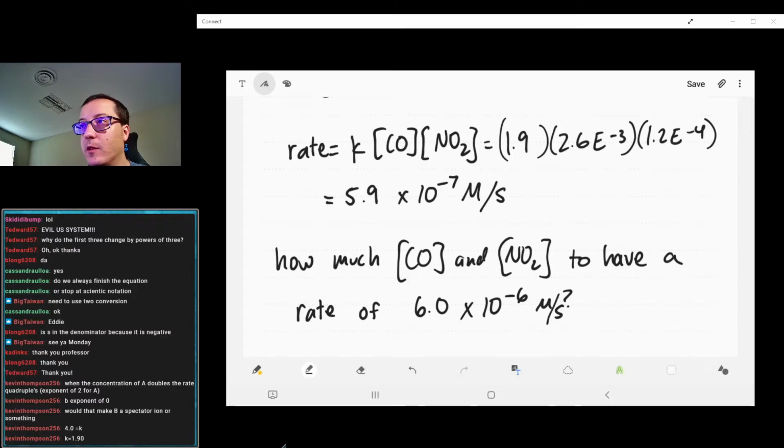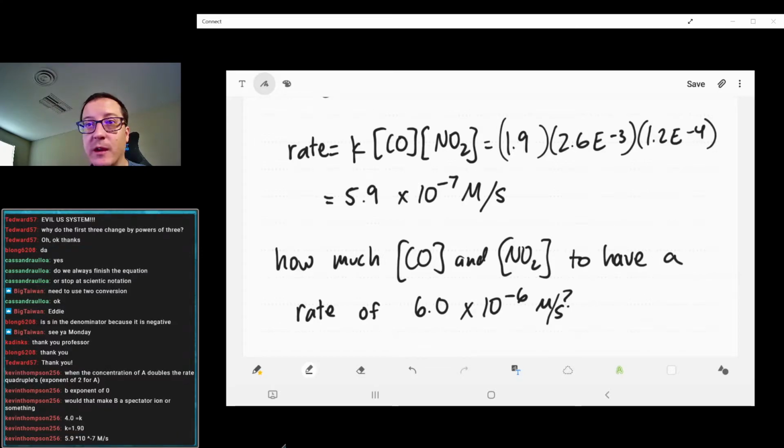We could use, so we're going to have two variables here. 5.9. Okay, great. I'm glad Kevin got the same thing. So we can apply this to another scenario. Let's say now we want to have a particular rate, and we want to figure out what the concentrations we would need of each one.